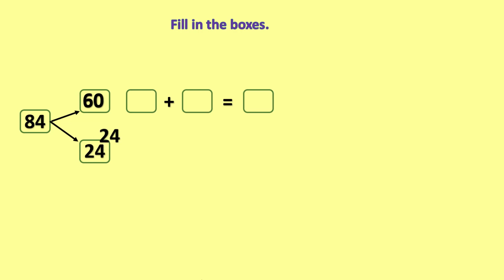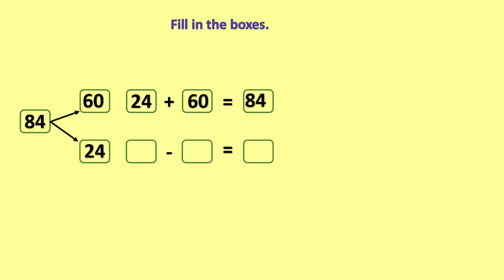24 and 60. 24 plus 60 is equal to 84. Now we make another two examples from this one. And the first example is, we arrange the above three numbers in the below three boxes only.